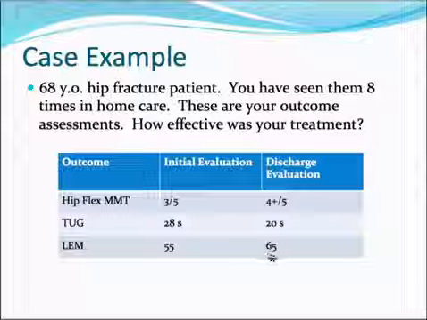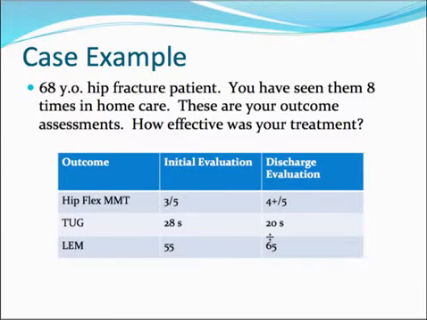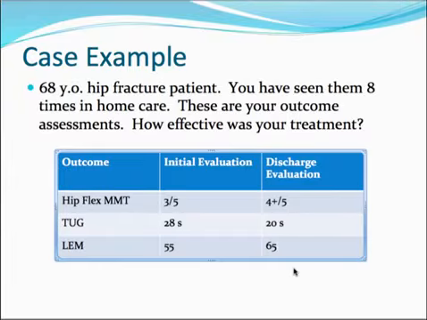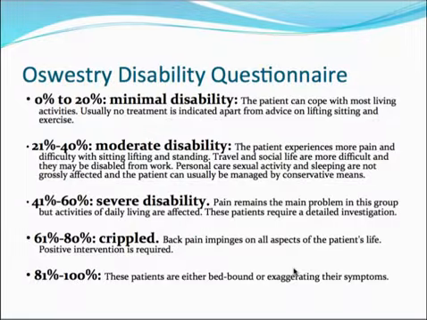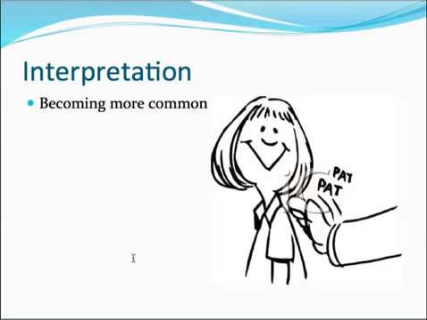And so by documenting that they've changed, we can justify the treatment that we did do, and the fact that they're continuing to improve may be a further justification to continue treatment until they reach a higher functional level on the LEM. Here's another example of a very popular scale, the Oswestry Disability Scale, and we can notice here that it comes in these different categories. And so when we see these categories, they immediately become useful to us. So interpretation is becoming more common and something that we find really desirable.